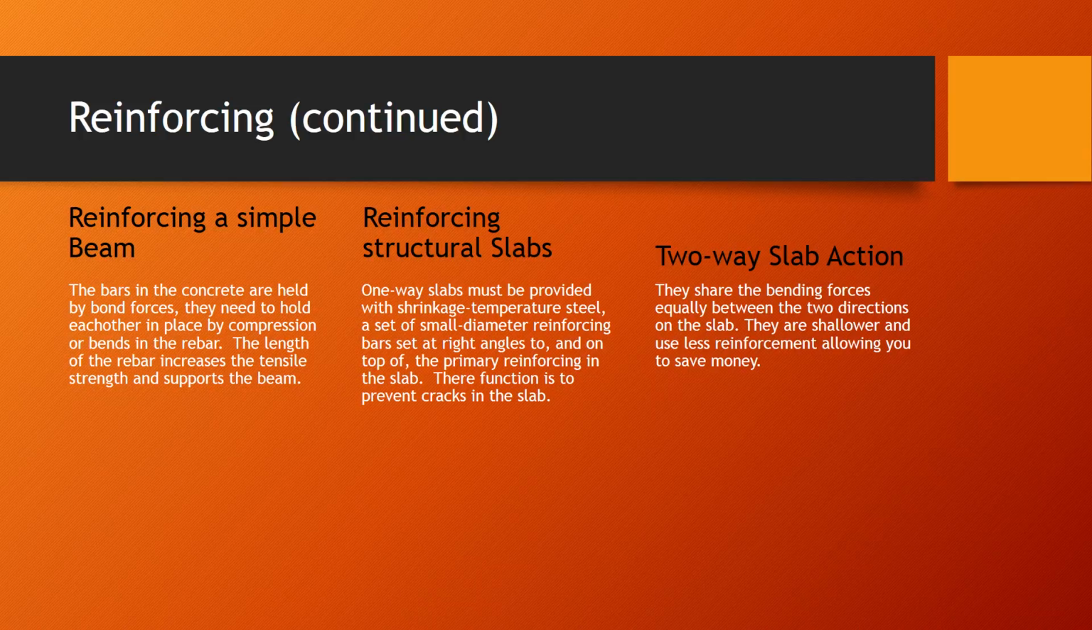Reinforcing structural slabs. One-way slabs must be provided with shrinkage temperature steel, a set of small diameter reinforcing bars set at right angles to, and on top of, the primary reinforcing in the slab. Their function is to prevent cracks in the slab. Two-way slab action. They share the bending forces equally between the two directions of the slab. They are shallower and use less reinforcement, allowing you to save money.